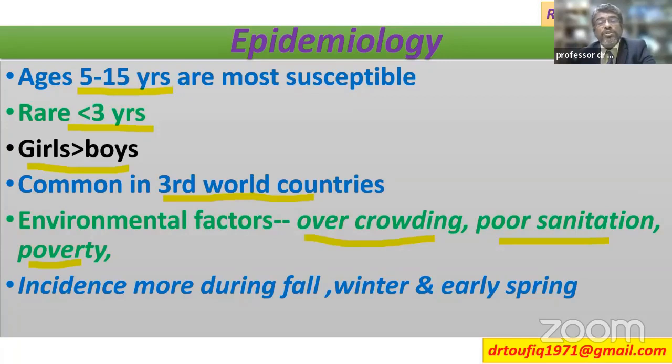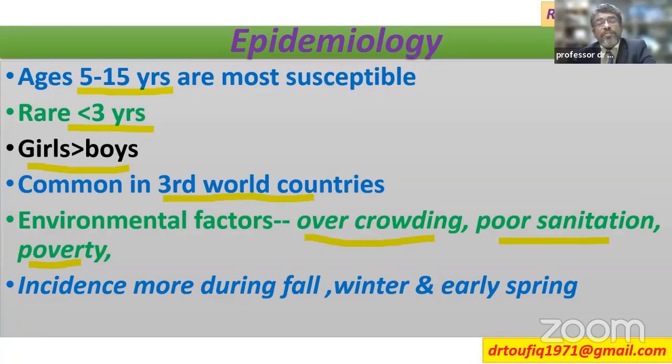These are the age group, usually 5 to 15 years of age, and it rarely occurs in children less than 3 years. Females, that is girl babies, are more affected than boy babies. It is common in third world countries, in low socioeconomic countries. Those in low socioeconomic conditions are more susceptible to acute rheumatic fever.